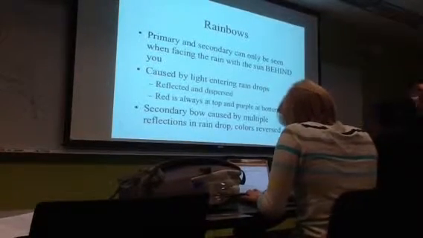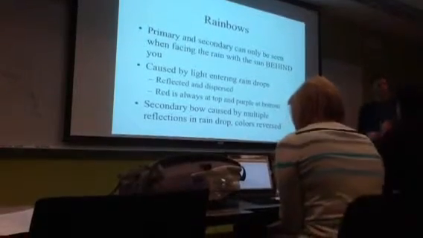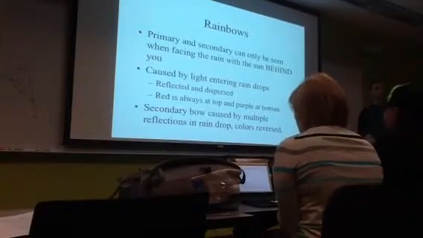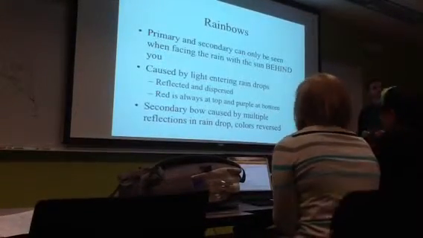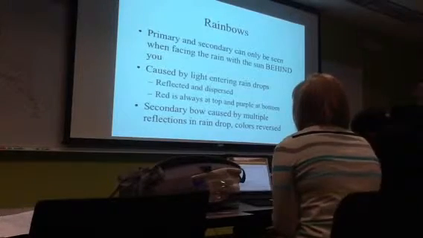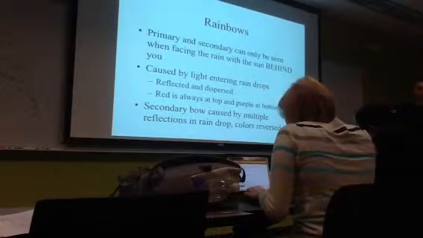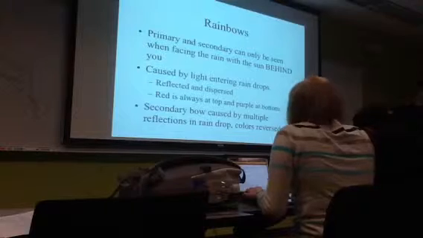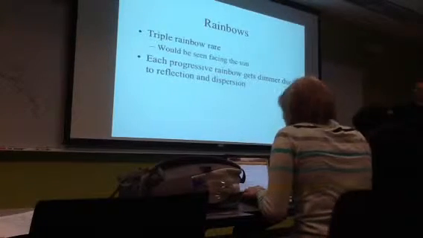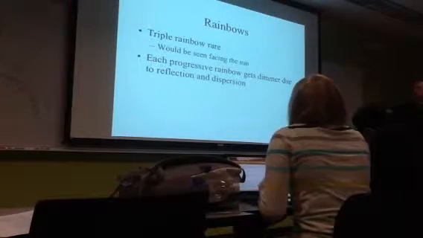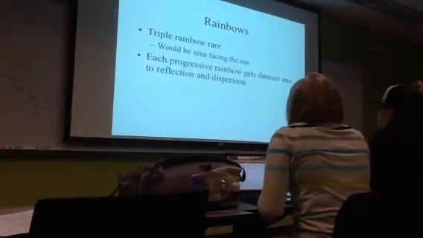Third one would be starting at the side. Where's the triple rainbow? Opposite. It would be behind you. The triple one? Yes. So the triple one you actually see if you're looking at the sun. Each progressive rainbow gets dimmer due to reflection and dispersion.